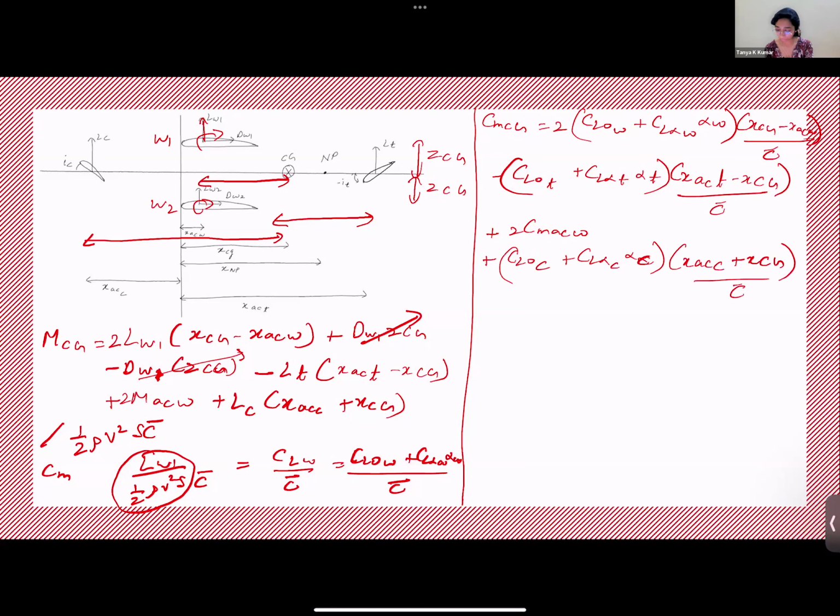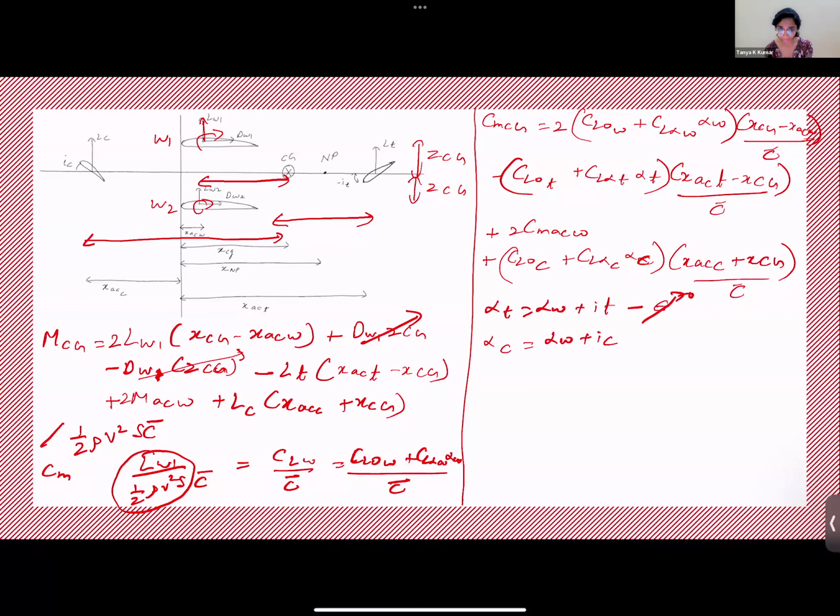Okay. Now before we proceed, we need to expand alpha tail and alpha canard. Both of them have terms that are dependent on alpha wing, right? So what is alpha tail? Similar to the previous case, we'll just take alpha wing plus I tail. We should have a minus downwash. We'll ignore it for now, okay? We'll just take it to be 0. Alpha of the canard is alpha of the wing plus IC. Okay, that's the tail setting angle, canard setting angle.